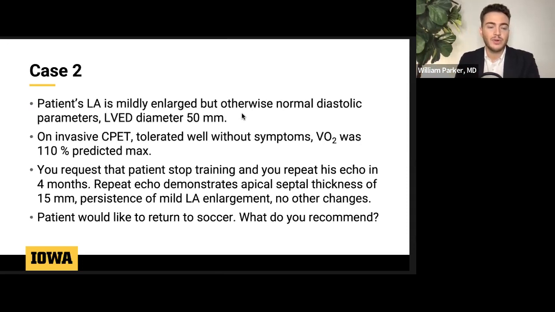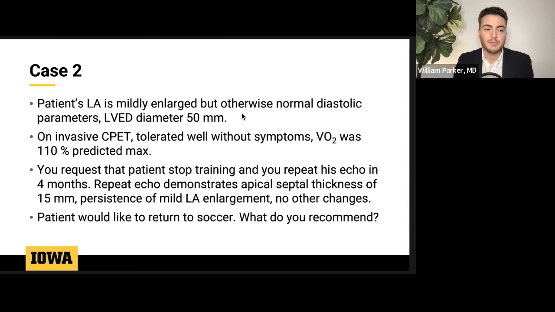And so it was unclear. Did this patient syncopize due to hyperthermia, or is he having symptomatic obstruction that we're just not able to pick up? And so we requested that the patient stop training for around 4 months and repeat an echo, which is obviously a really sad thing to ask somebody who really values their athleticism to do, but we didn't think it was safe. The repeat echo demonstrated apical septal thickness of 15 millimeters.